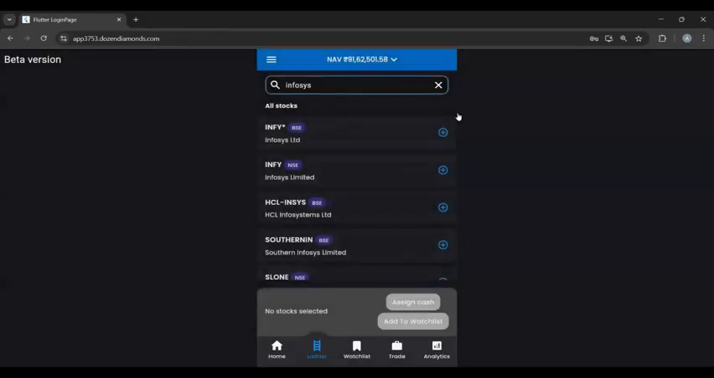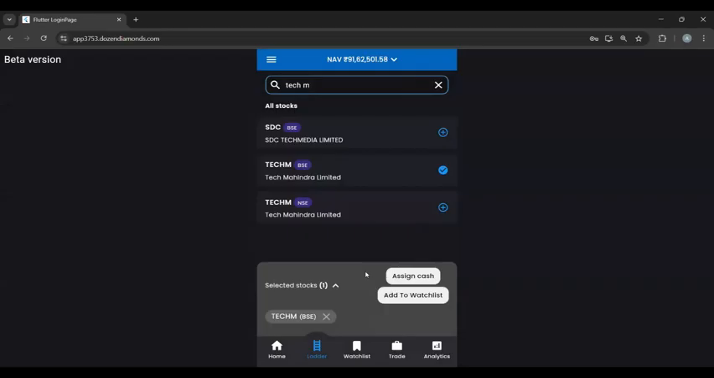Okay, let's pick another stock. Let's say Tech Mahindra. Yes. So as you can see, there are two options given. One is to assign cash and one is to add the same stock to the watch list.